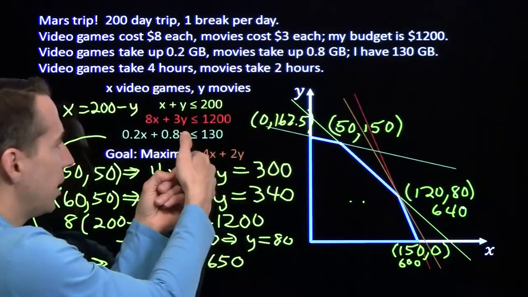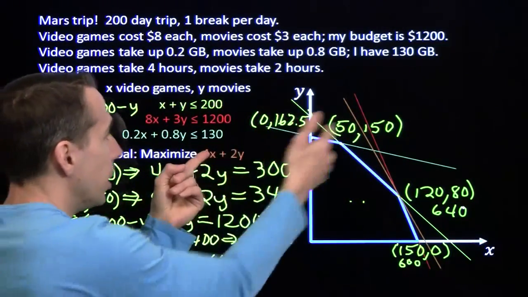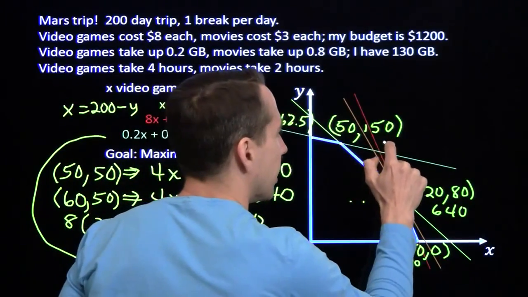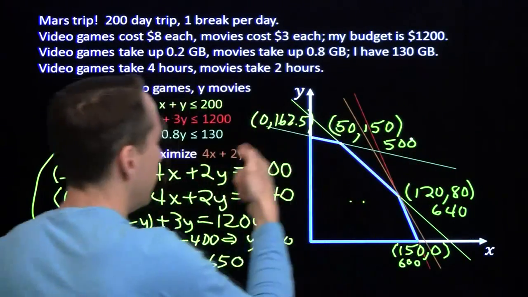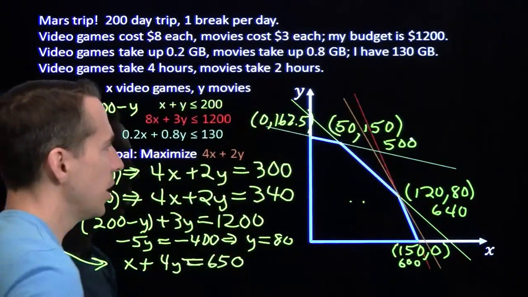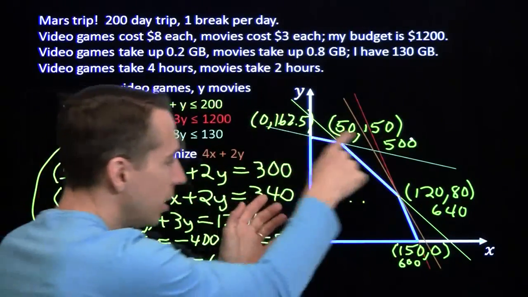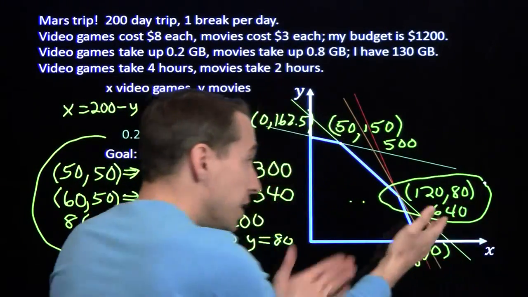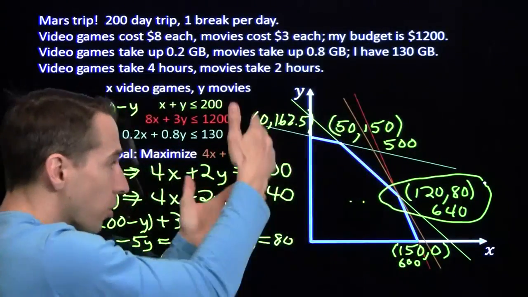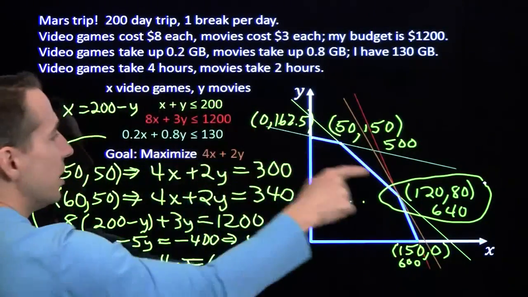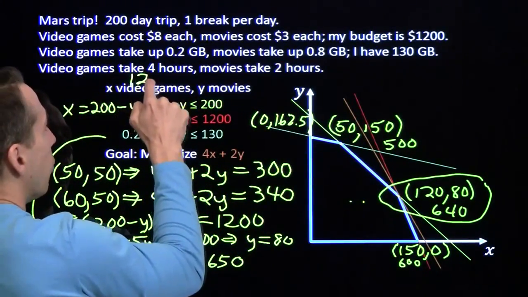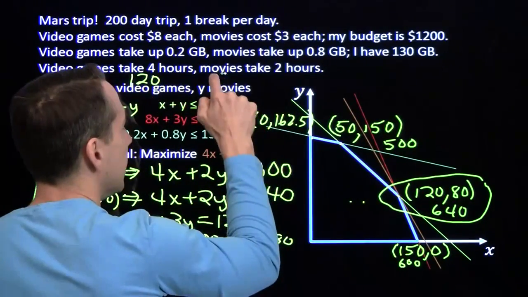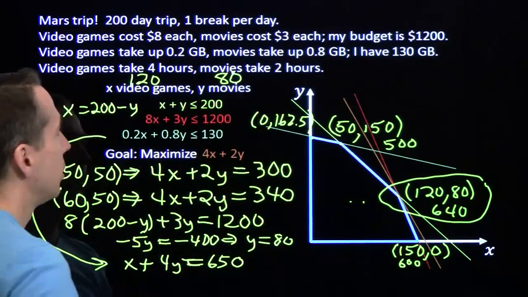This corner up here, put that in. 4 times 50 is 200. 2 times 150 is 300. That gives us a total of 500. And then for this one, I'm just going to be multiplying 2 times 162.5. That's going to be tiny compared to these others. So this point comes out with the highest value. This one is the winner, as our graph suggested it would be. And we see that we need 120 video games and 80 movies.